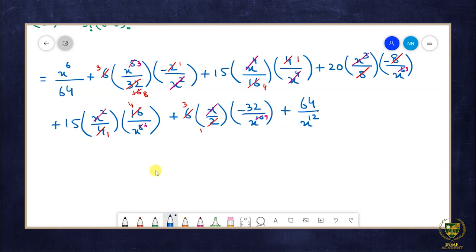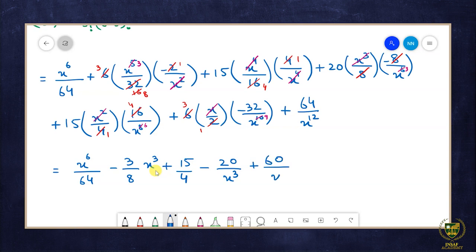अब हमारे पास आ जाएगा x raised to the power 6 over 64 minus 3 over 8 into x cube plus 15 over 4 minus 20 over x cube plus 60 over x raised to the power 6 minus 96 over x raised to the power 9 plus 64 over x raised to the power 12. So this is our final and required result.